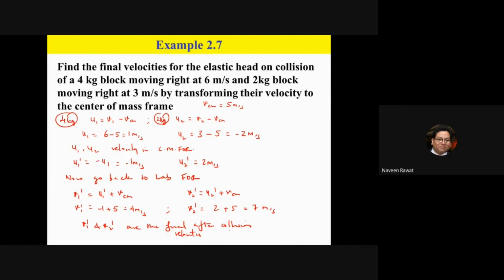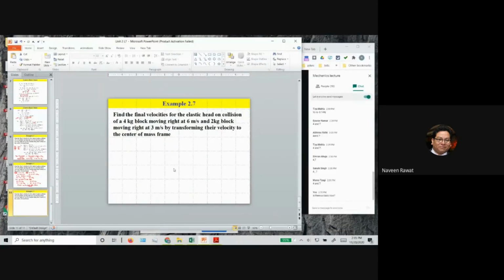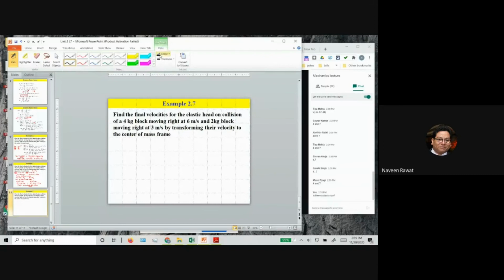If you didn't know about the center of mass frame of reference, what would we be doing? We would be using the equations that we were using before. Remember, we would have said, okay, this is the situation, and we don't know about the center of mass frame of reference. So we will use conservation of momentum, which is m1 v1 plus m2 v2, the initial velocities, equal to m1 v1 prime plus m2 v2 prime. So you get one equation from here. That will be my equation 1.